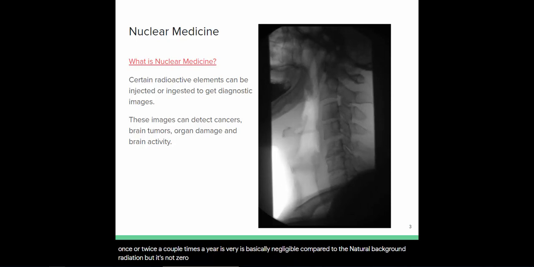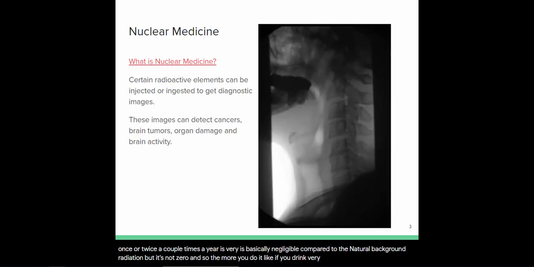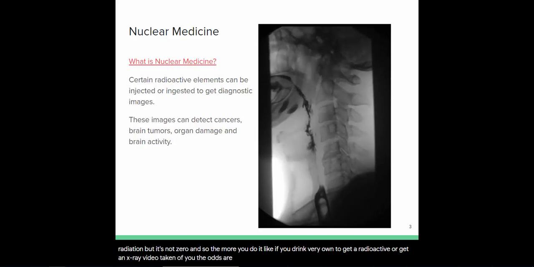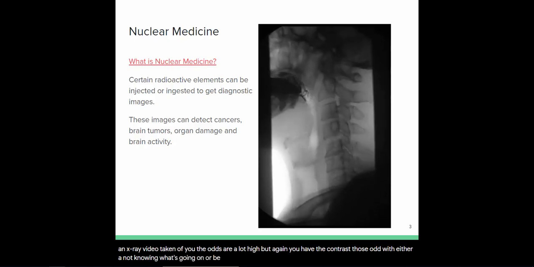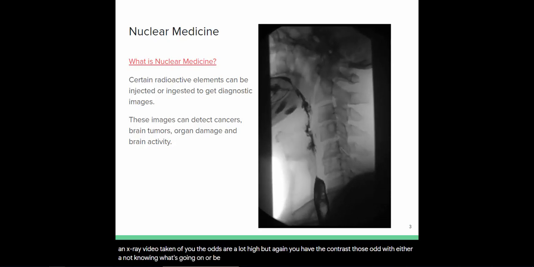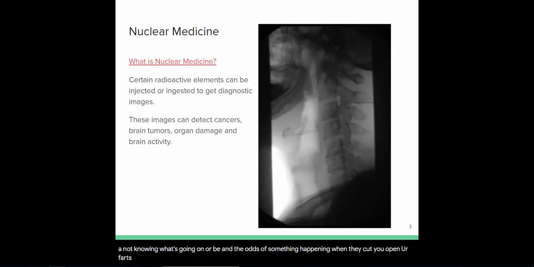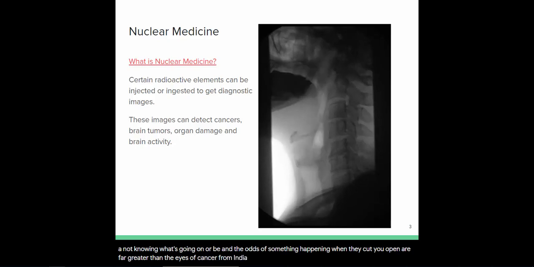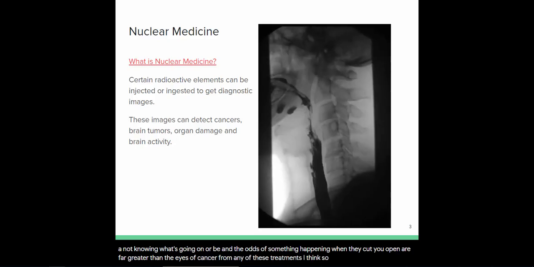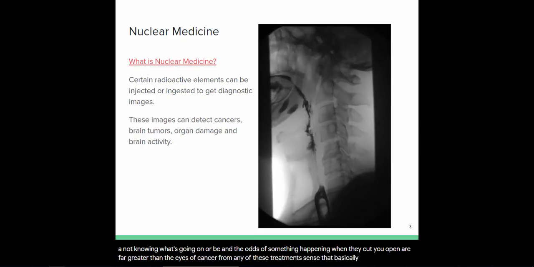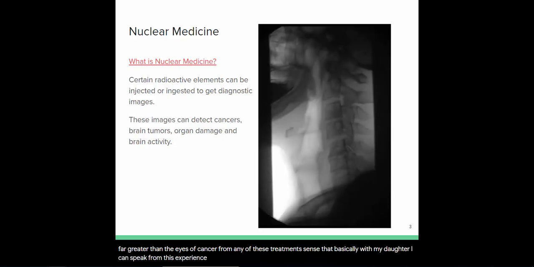But it's not zero. And so the more you do it, like if you drink barium and get an x-ray video taken of you, the odds are a lot higher. But again, you have to contrast those odds with either A, not knowing what's going on, or B, cutting the person open. And the odds of something happening when they cut you open are far greater than the odds of cancer from any of these treatments. Does that make sense? With my daughter, I can speak from this experience, we had no idea what was going on for years.